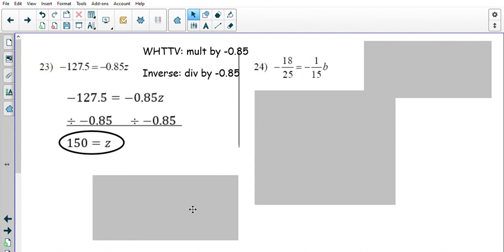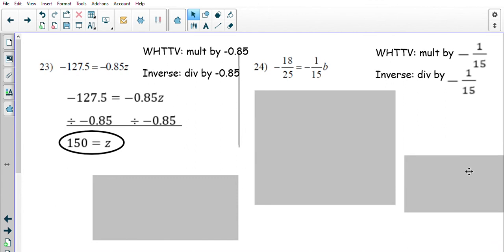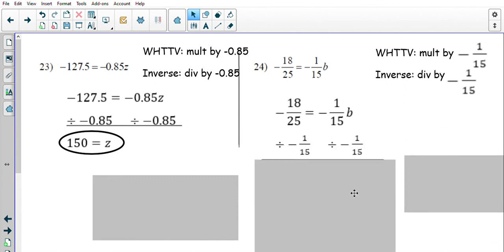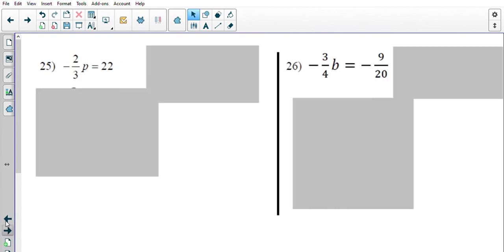Number 24, -18/25 equals -1/15 b. So what's happening to the variable is we're multiplying by -1/15. The inverse is to divide by -1/15. Let's go ahead and show that on both sides. Again, what you're plugging into your calculators is -18/25 divided by -1/15. And we will get a solution of 10 and 4/5 equals b.